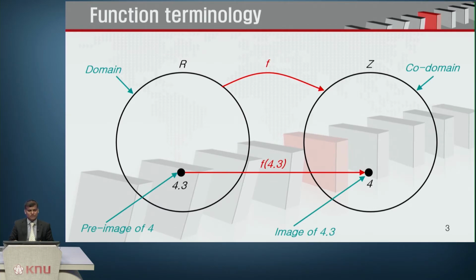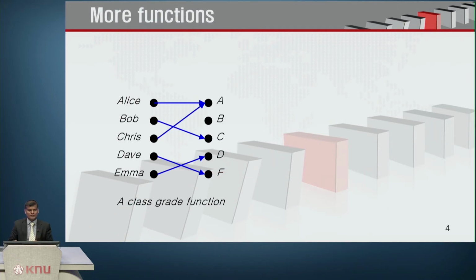Let's see more on these elements. So we say f maps R to Z. That's the function here. So here is more on functions. For example, you have the names Alice, Bob, Chris, Dave, Emma, and their grades A, B, C, D, F.